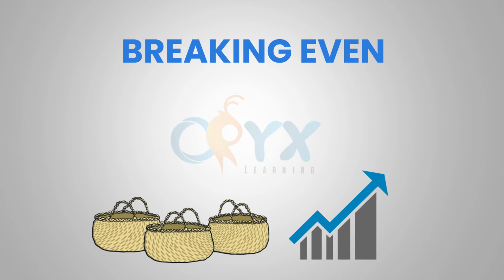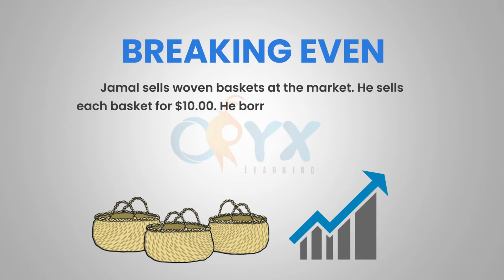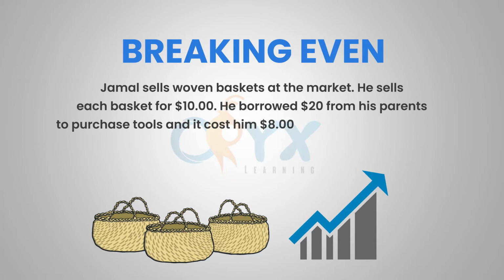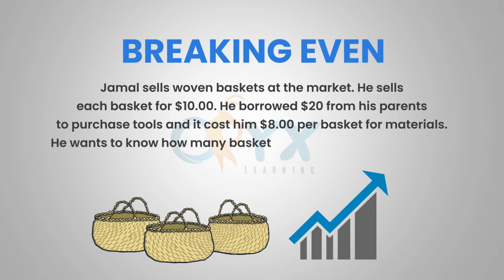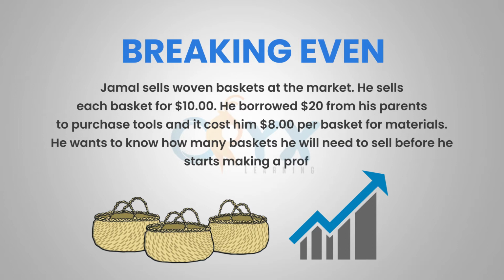Let's first take a look at Jamal. Jamal sells woven baskets at the market. He sells each basket for $10. He borrowed $20 from his parents to purchase tools, and it cost him $8 per basket for materials. He wants to know how many baskets he will need to sell before he starts making a profit.